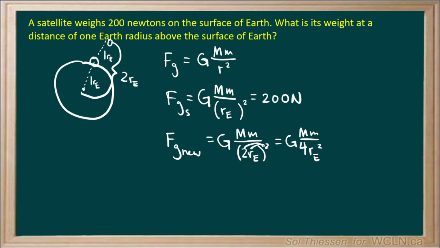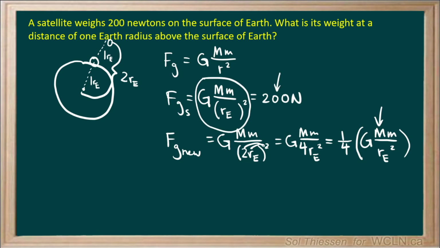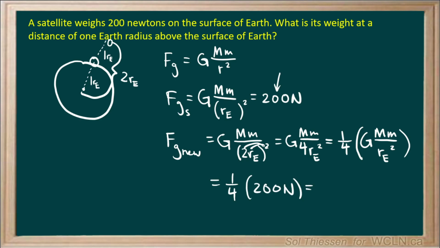So if we distribute that exponent, the 2 becomes a 4, the radius of Earth becomes the radius of Earth squared. If we pull out that 4 from the denominator, we'll have 1/4 times Gmm over the radius of Earth squared. And we actually have a value for this expression. It is 200 newtons. So this here is the same as what we have in the brackets here. So we can substitute the value 200 newtons in. So we'll have 1/4 times 200 newtons, which is equal to 50 newtons.